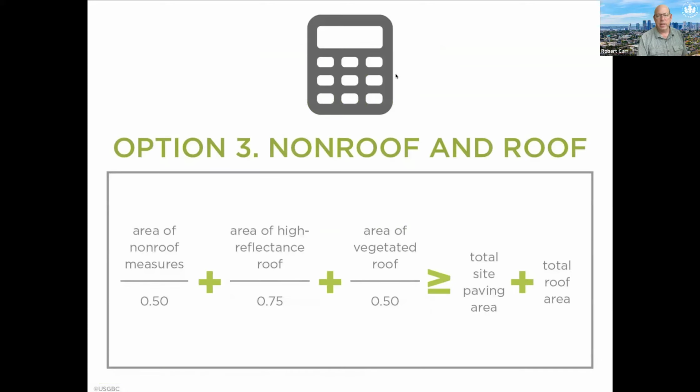So this is how you calculate it. This is one that doesn't have a calculator, so you kind of have to do it on your own. You're adding your total area of non-roof measures, high reflectance roof, and vegetative roof, and you divide this all. You don't have to memorize the equation, but if you do the math and it meets the requirements, you get points for it. They're trying to encourage green roofing, white roofing, membrane TPO, solar panels, solar canopies, shade structures, anything that minimizes heat gain.